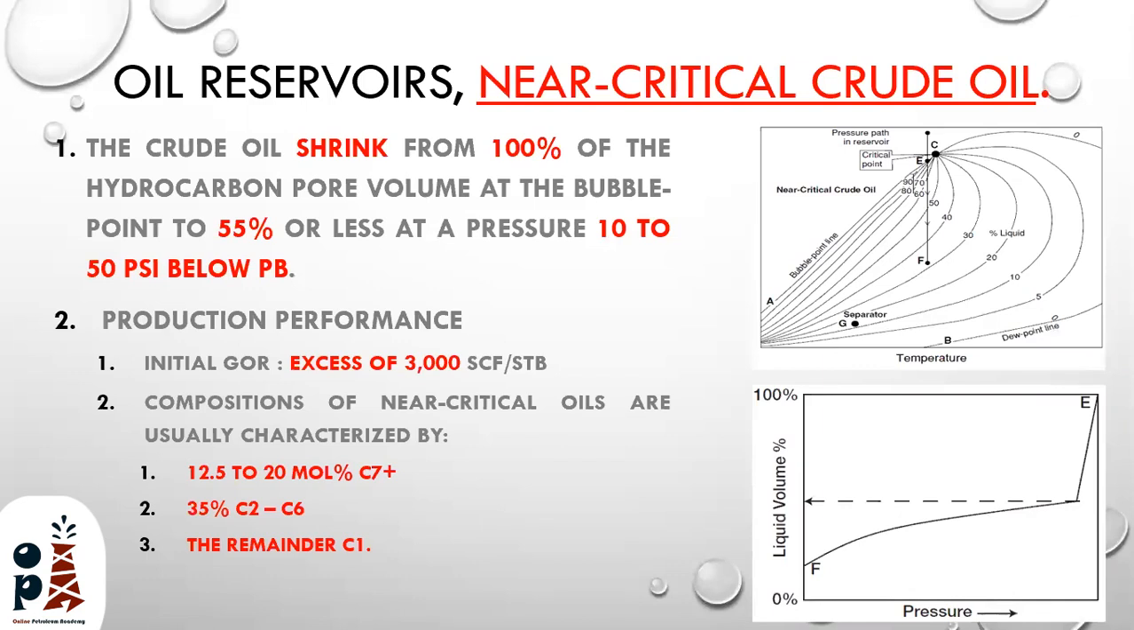by pressure decline. Also, for the production performance, the initial GOR is higher than 3,000, about 3,200 standard cubic feet per standard oil barrel. And for its composition, the C7 plus percent ranges from about 12.5 to about 20 mole percent. For ethane to hexane, the composition will contain about 35 mole percent, and the remainder will be methane.